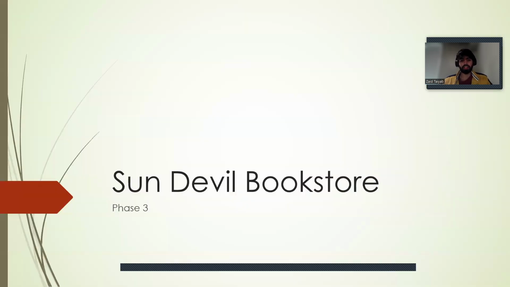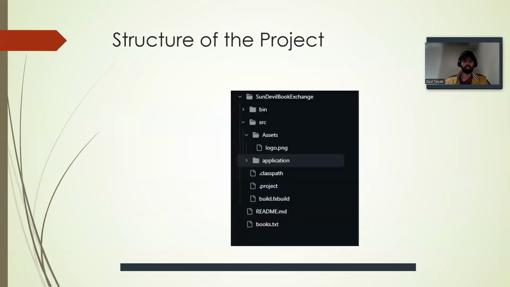Hi, I'm Zaid, and I will be presenting phase 3 of our project. So starting with the structure, we have our main directory, Sun Devil Book Exchange, and we have the source directory, which contains assets for logo, image, and application. And our application directory contains all the code files.